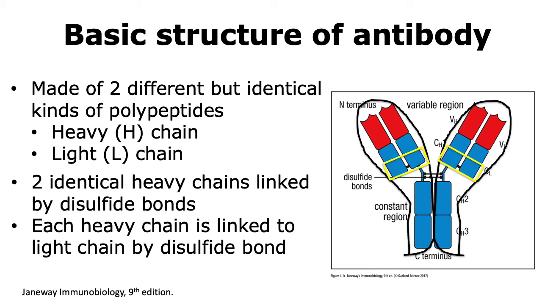And now we can see in the smaller boxes where the disulfide bonds are present that are linking each heavy chain to a light chain. These disulfide bonds help the antibody stay intact and not fall apart. So as you can see, every antibody is made up of 4 polypeptides, which are 2 heavy chains and 2 light chains.